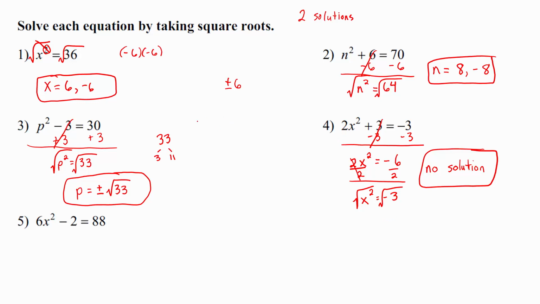square root a negative. So notice it wasn't the fact that there wasn't a square root of 33 that made us have no solution. We still had a solution to that problem. It's the fact that I tried to square root a negative number that gave me no solution.